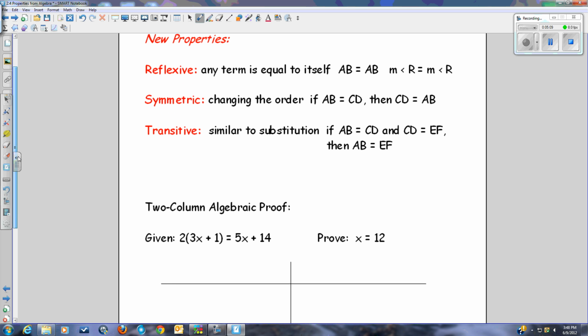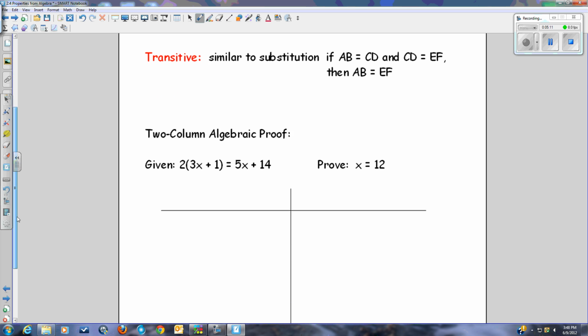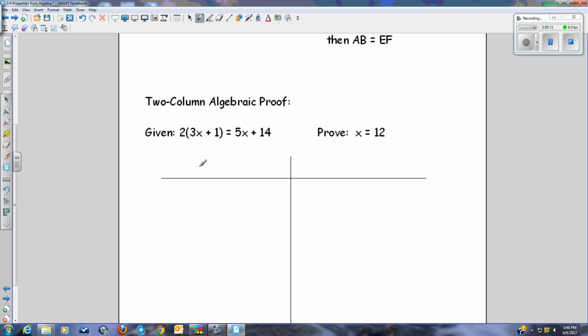Now we're going to start doing some proofs. We're going to do a 2-column algebraic proof. And what we're going to do here, on the left-hand side, we're going to list statements. And on the right-hand side, we're going to list reasons. Why can we make those statements? And what we're going to do, first of all, usually the very first thing that you write down for a statement is what you're given.